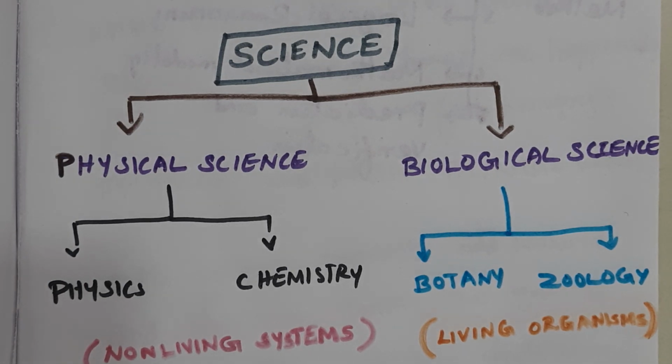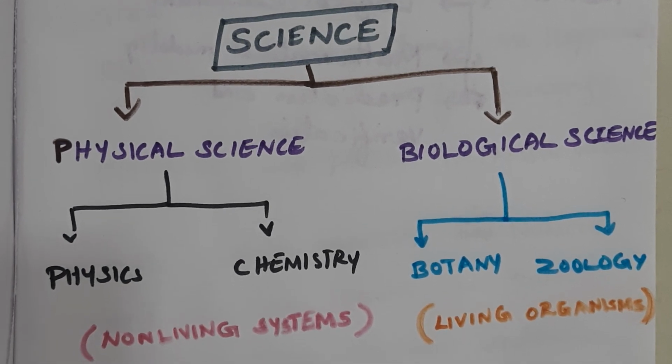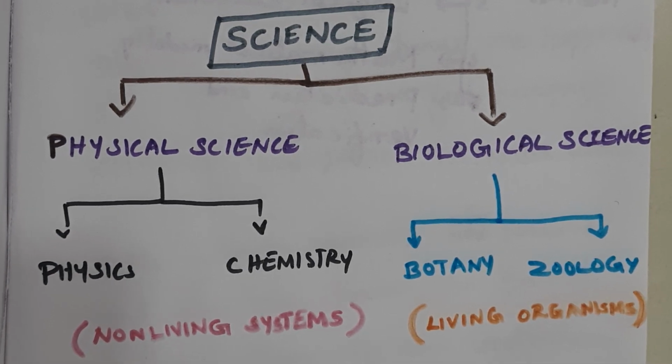What is meant by physical science? It deals with non-living systems. Isn't it? And biological science deals with living organisms. So physical science: physics and chemistry; biological science: botany and zoology. All right.